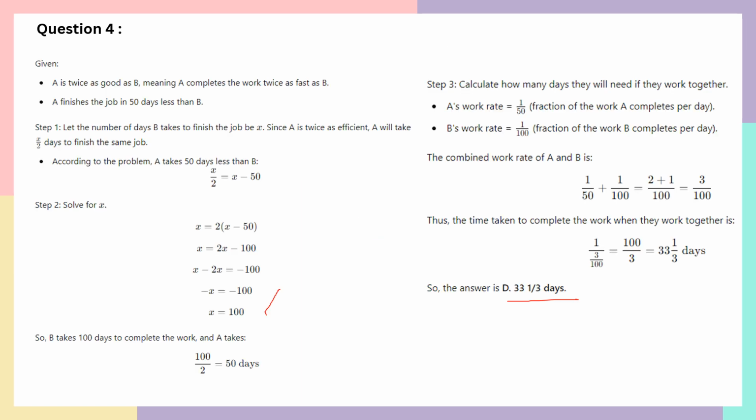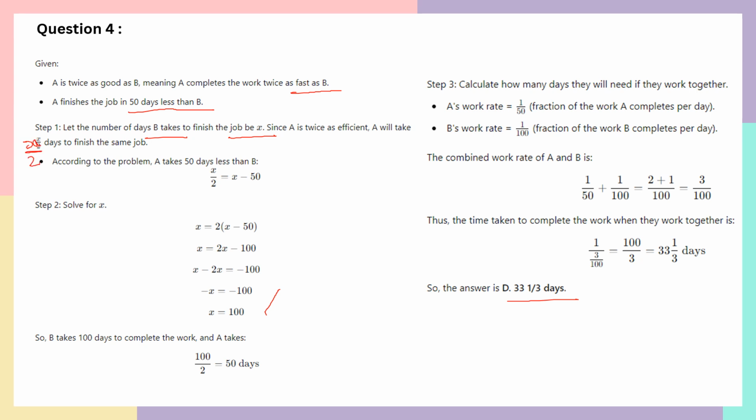Here it is given that A is twice as good as B, meaning A completes the work twice as fast as B. And second, A finishes the job in 50 days less than B. So in step 1, consider the number of days B takes to finish the job as x. Since A is twice as efficient, A will take x by 2 days to finish the same job.